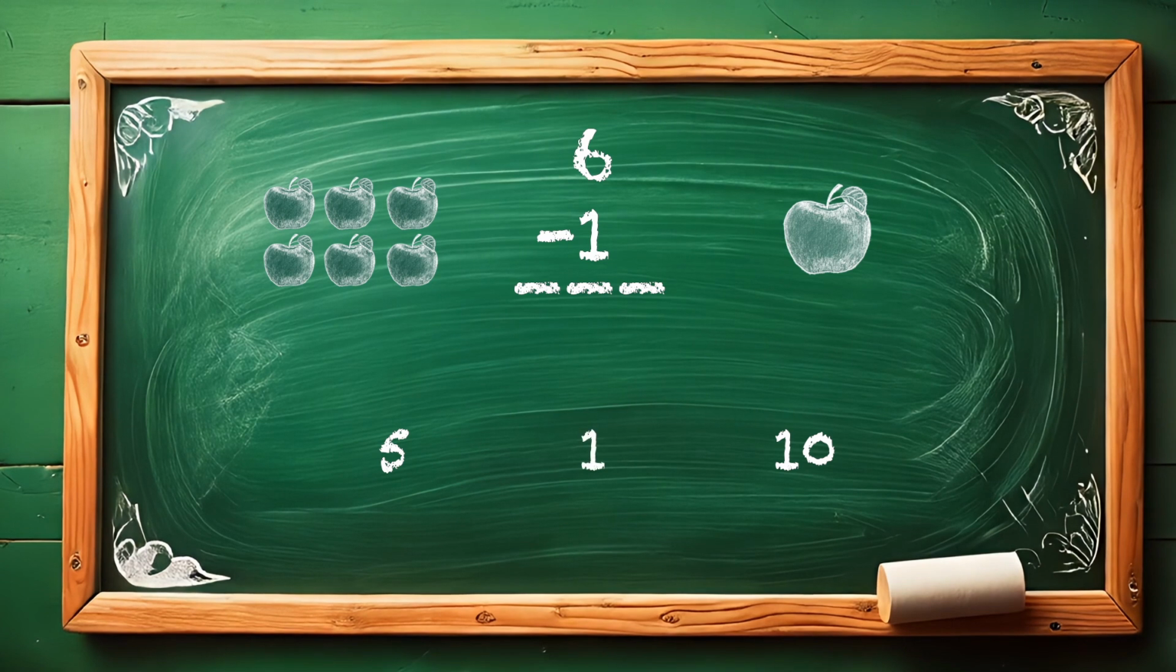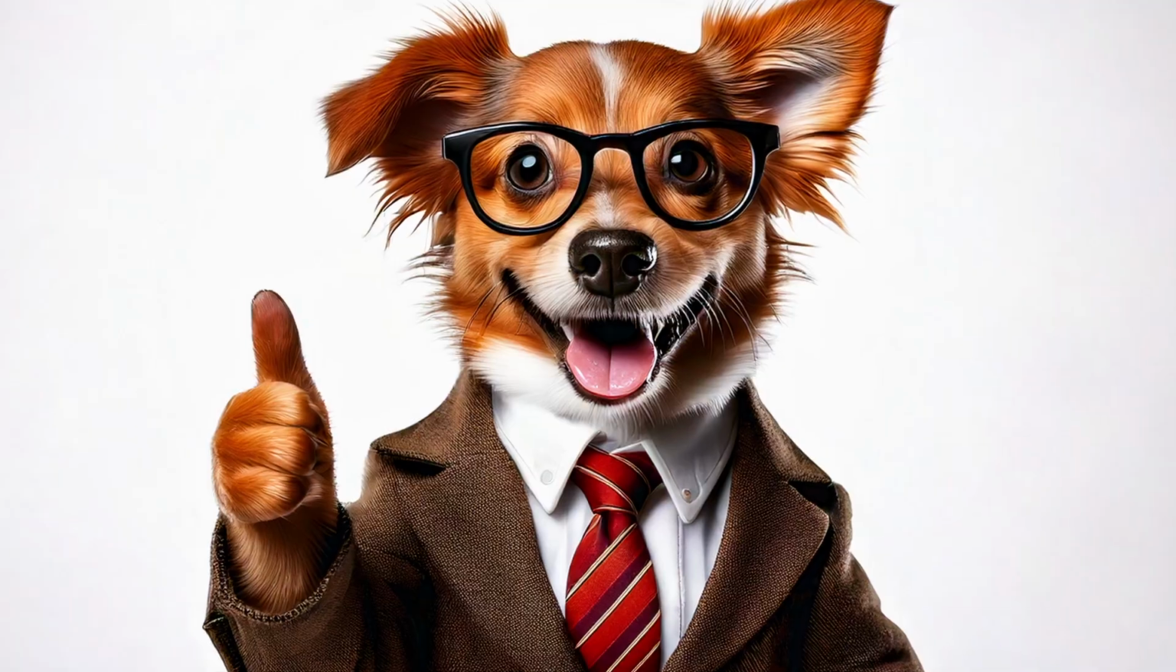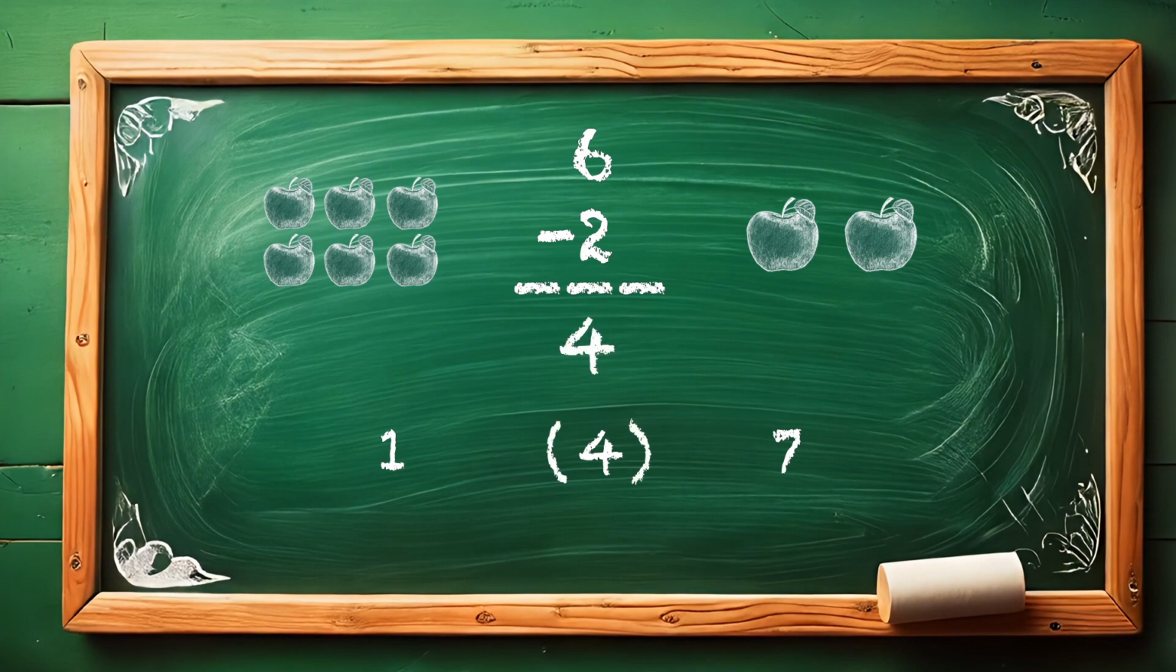If you have 6 apples and you take away 1, do you have 5 apples, 1 apple, or 10 apples left? 6 minus 1 equals 5. If you have 6 apples and you take away 2, do you have 1 apple, 4 apples, or 7 apples left? 6 minus 2 equals 4.